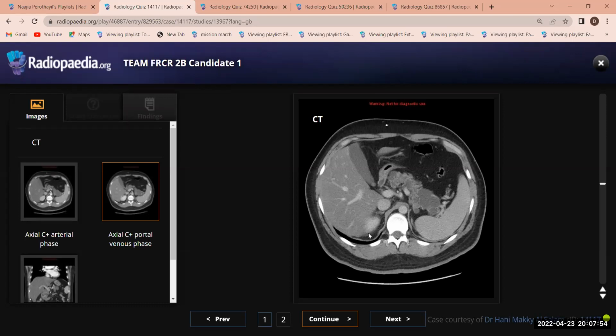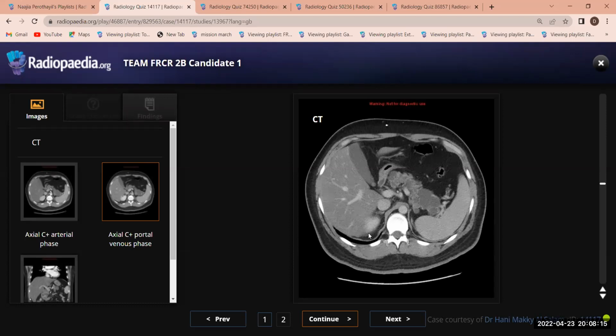MRI of the abdomen to see any, I think these are simple cysts within the pancreas. I don't see. Okay, for evaluation of the pancreatic lesions, right? Pancreatic lesion, yeah. And the renal lesion. So what is your professional diagnosis from this?